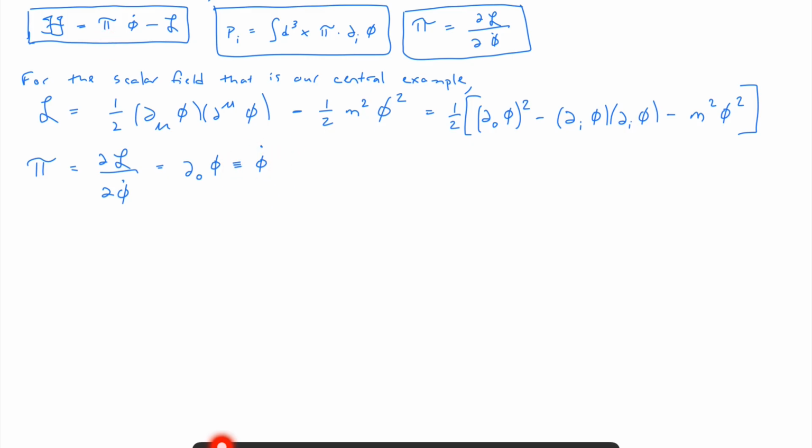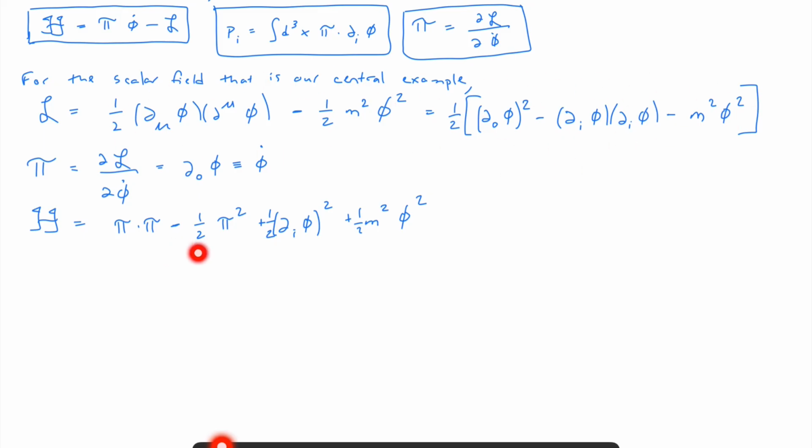That's this part over here. So these two things can be interchanged. Every time you see a phi dot, you can use pi, and anytime you see a pi, you can use a phi dot. And then we just plug that into H for our Hamiltonian density. That's just equal to pi, and here's a phi dot, so I'm going to change that to pi, minus the Lagrangian, and that's just minus this whole thing over here.